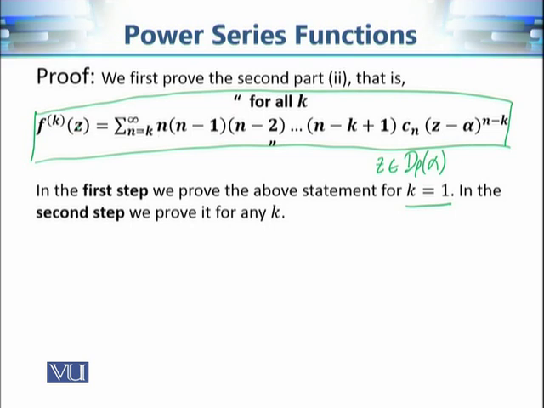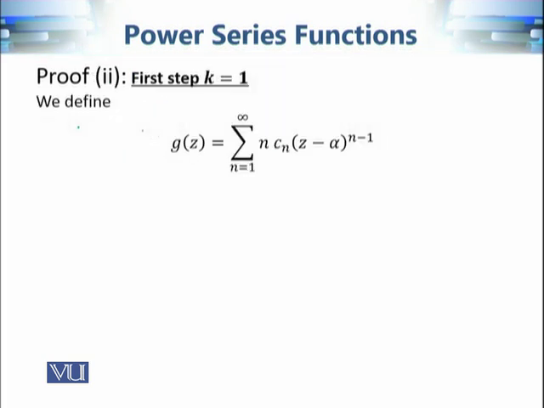Now let's prove this statement for k equal to 1. We define g of z as the sum from n equal to 1 to infinity of n Cn (z minus alpha) raised to the power n minus 1. Now, why are we defining g of z like this? Remember, f of z is given as the sum from n equal to 0 to infinity of Cn (z minus alpha) raised to the power n.